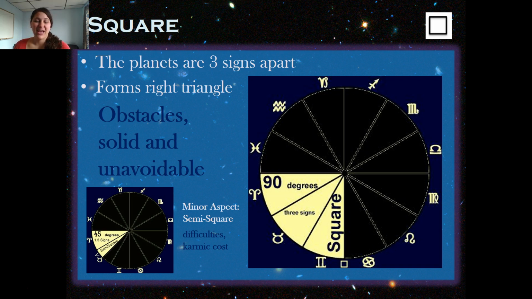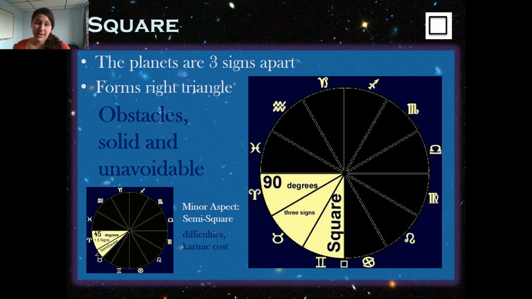Square is the third aspect. It's called square because it forms a right triangle between planets. So you have 90 degrees as the angle. This one represents obstacles, things that are solid and unavoidable. So you can think about this: the sextile is like an opportunity for change, right? As in an obstacle that can be overcome if you change yourself. And this would be an obstacle that is not going to be overcome, something that will just set you back and you have to just work around it.